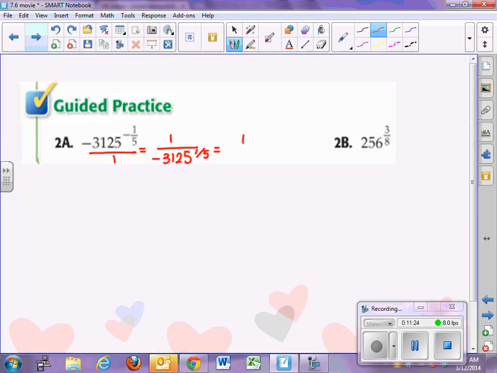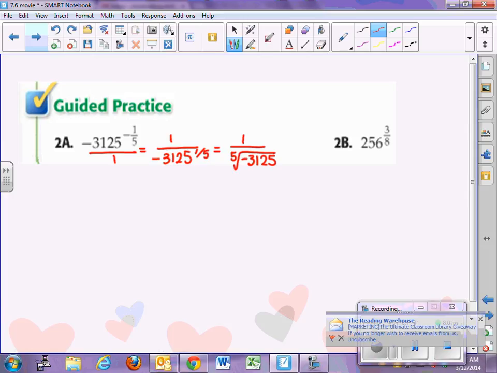So this is saying 1 over the 5th root of negative 3125. Now, can I take a 5th root of a negative number? Yes, because a negative times a negative times a negative times a negative times a negative is negative, because I'm multiplying it to itself an odd number of times, 5. So I'll probably go to my calculator, I have a feeling it's 5, and hit 5, math, 5, 3125, or actually I'll go ahead and put in negative 3125 and I get negative 5. So this is 1 over negative 5, or negative 1/5.